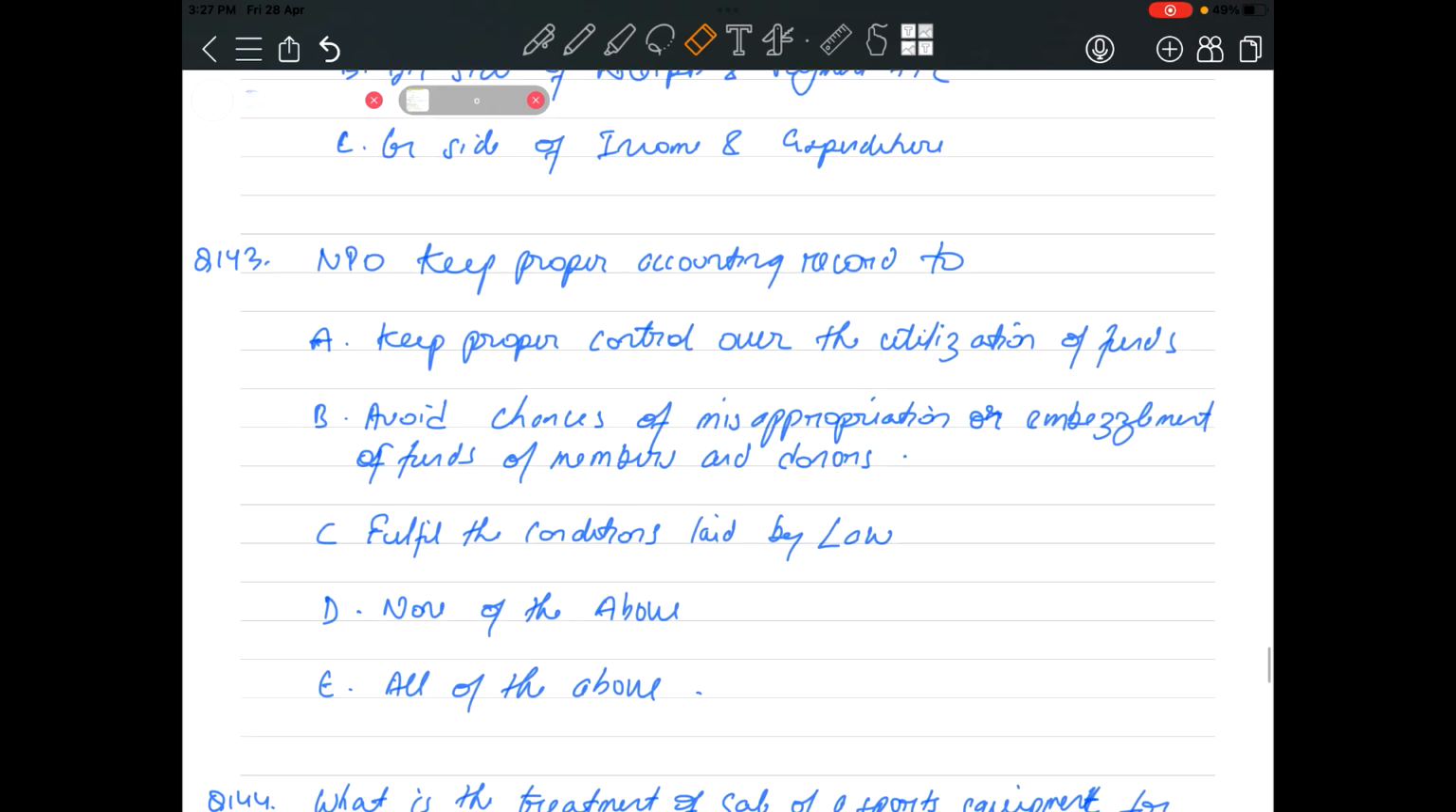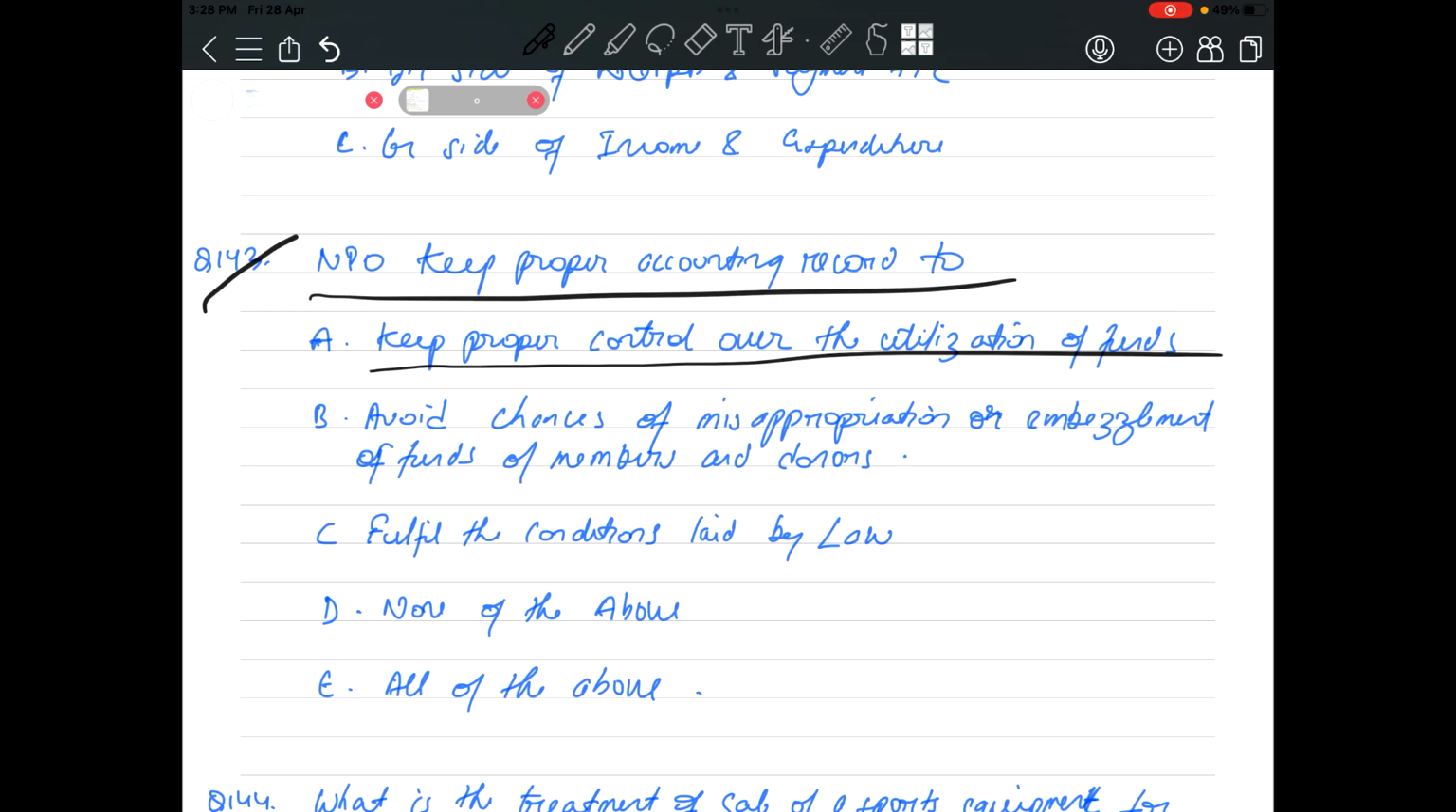Now let's see question number 143. NPOs keep proper accounting records too. Why do we have to keep proper accounting records? What are the reasons? Let's see. A: keep proper control over the utilization of funds, right? We have to keep proper control over the funds. There cannot be any appropriation or manipulation or misusage of the fund. So point number A is very valid. It's a very good point.